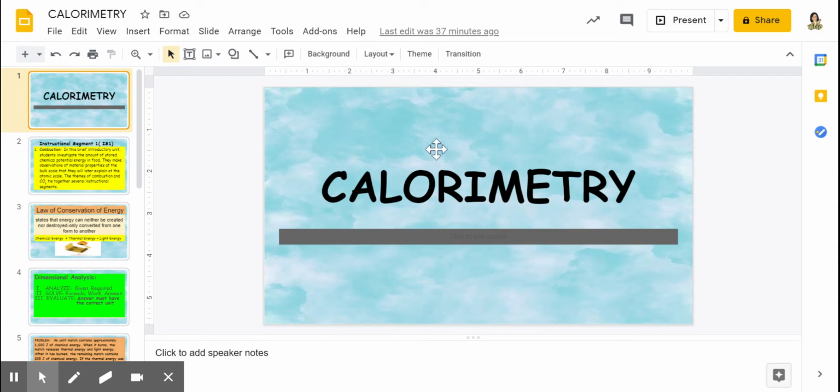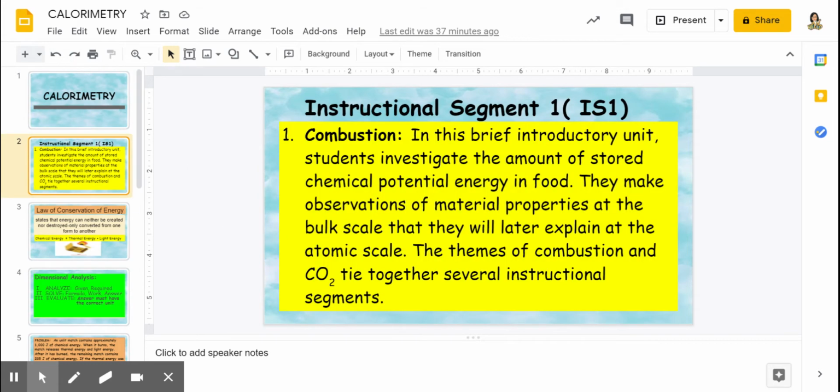Calorimetry is part of instructional segment 1, which is on combustion. Instructional segment 1 deals with the law of conservation of mass, law of conservation of energy, and also calorimetry problems.